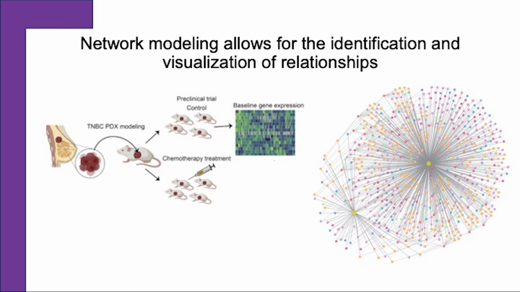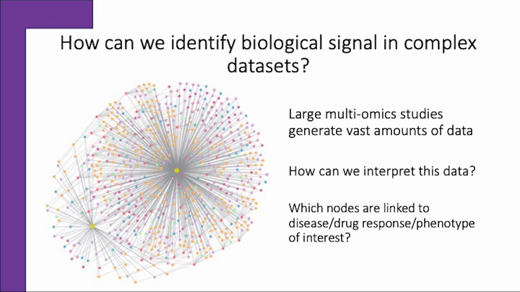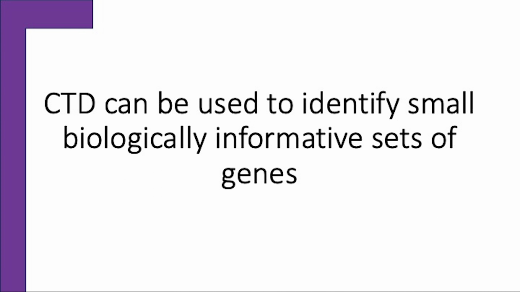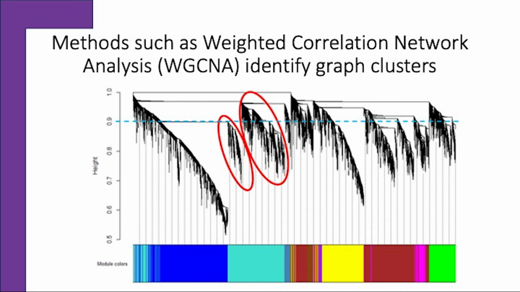So one of the questions with datasets such as this is, how can you identify the biological signal within the heterogeneous graphs? Multi-omic datasets can generate vast amounts of data, but how can this data be interpreted? And more pertinently, which nodes, genes, proteins, or metabolites are linked to your phenotype of interest? Within these complex networks, CTD can be used to identify small, informative subsets of genes.